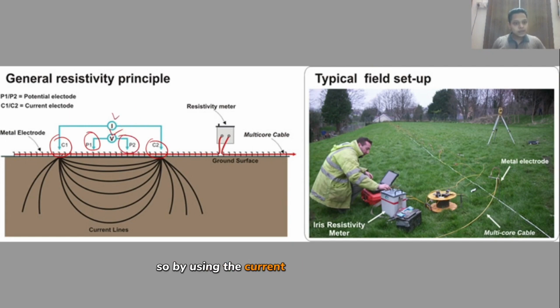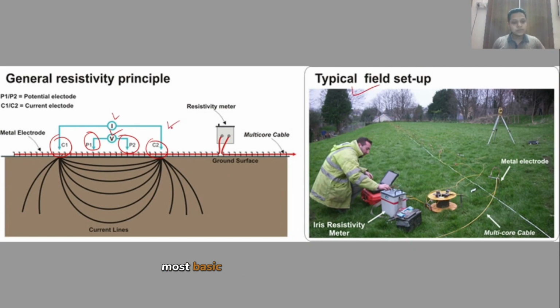So by using the current and voltage and also Ohm's law, we can calculate easily the resistivity of the subsurface. Of course, that will be the apparent resistivity because it will be cumulative of all the subsurface rocks. But yes, we will have a fair idea about what kind of rock might be present in the subsurface. So this is how the field is being set up using these 4 electrodes.